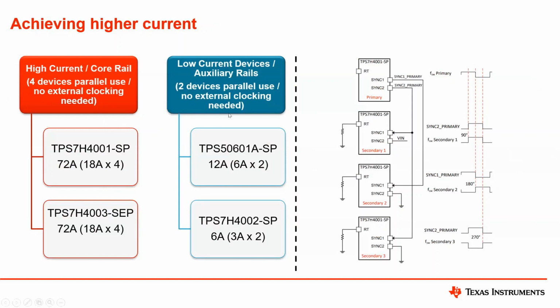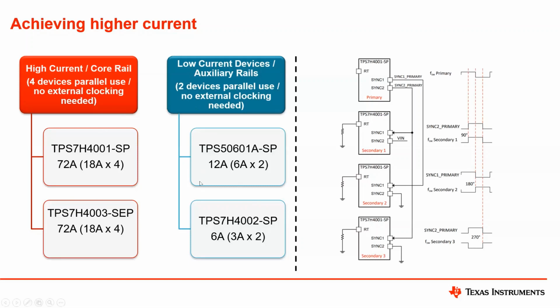In order to achieve higher currents, it's fairly simple. We try to make it very, very easy. Both are in our hermetic portfolio, both the 4001 and the low current offerings, 50601A and 4002, are able to be paralleled. With the high current offerings, you're able to parallel 4 of these devices without any type of external clocking needed. So that's up to 72 amps. And the 4003, or plastic counterpart, is able to do the same. They're very, very similar devices.